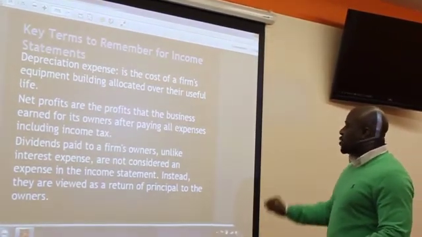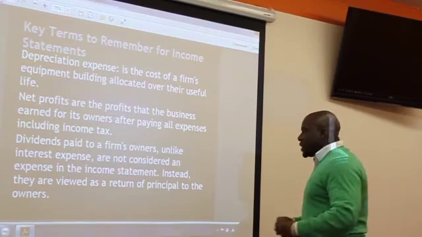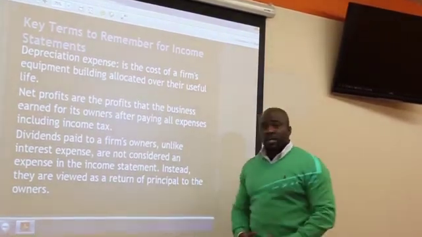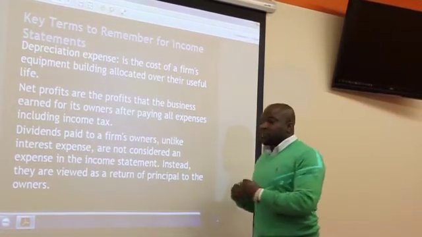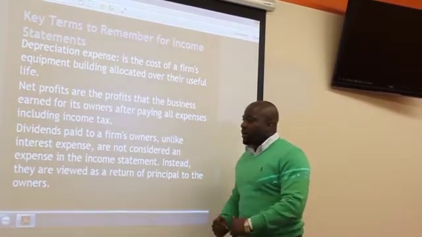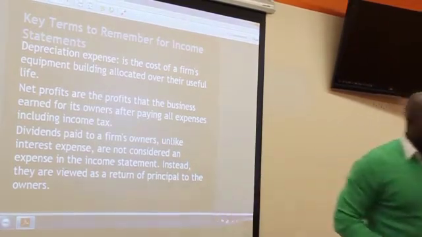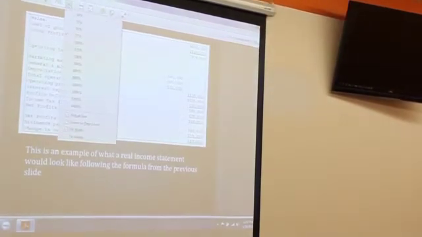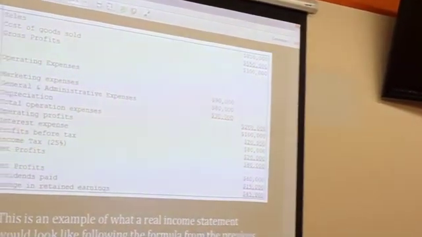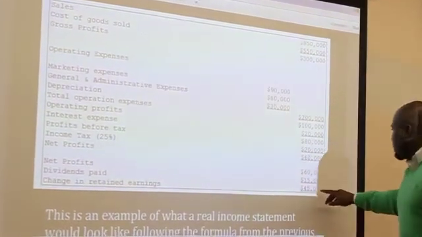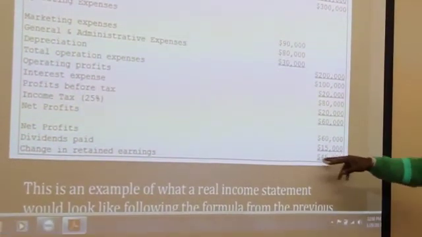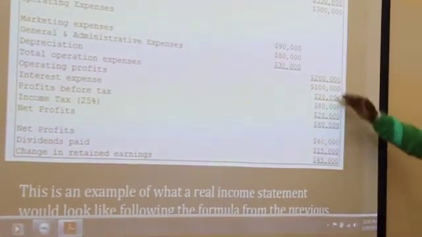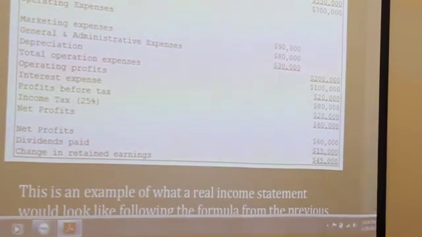Instead, they are viewed as a return of principal to the owners. As I stated earlier, the owners are the ones who have invested into the firm or company. So therefore, the dividends paid is the principal amount that they agree upon. That is the reason why we saw earlier in slide 13, I'm going to make it big, that dividends paid was $15,000. So that's the reason why it dropped to 45, because the shareholders who had ownership in this firm were due $15,000.